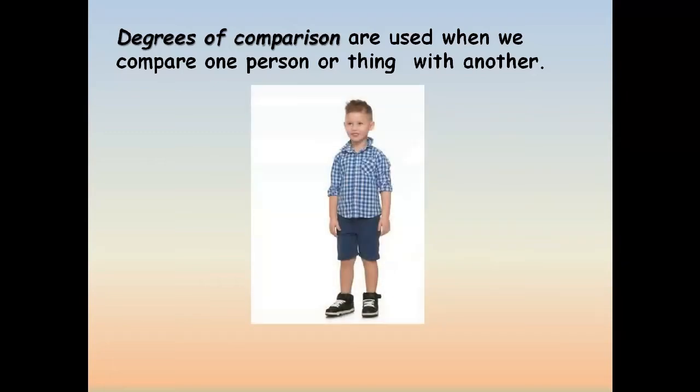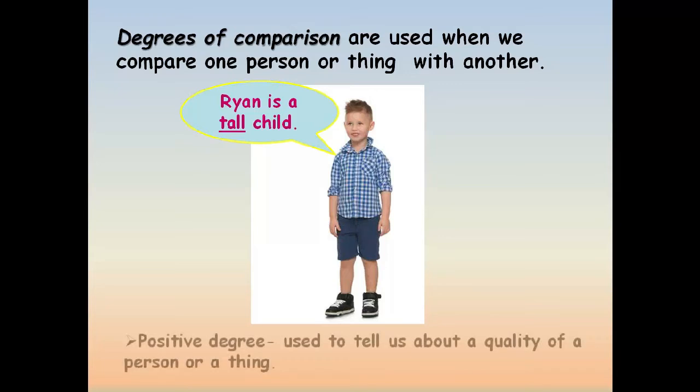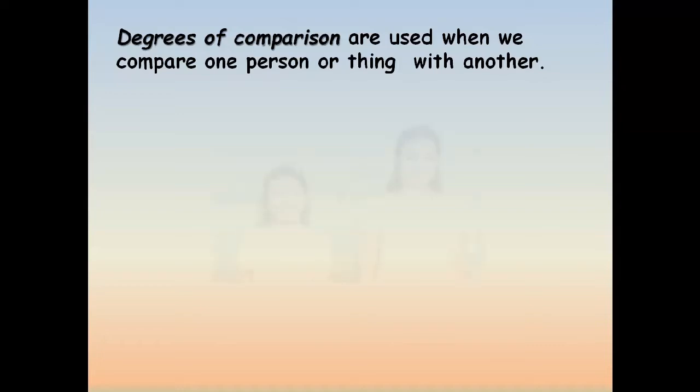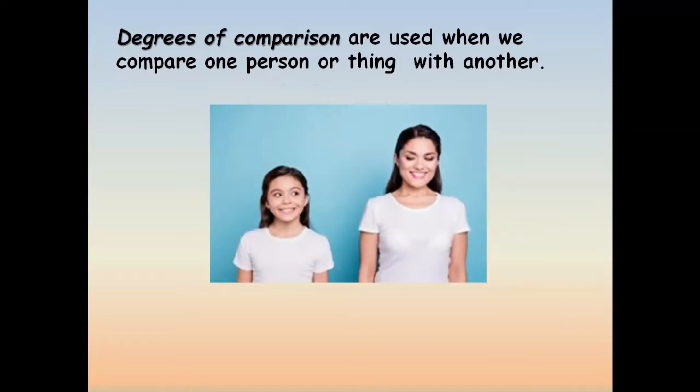So I see a child over here. Ryan is a tall child. Tall is underlined. So tall is the adjective for Ryan. Tall is the positive degree. See, it's written: positive degree is used to tell us about a quality of a person or a thing. So only when we talk about one person or one thing, we use the positive degree. Over here I say Ryan is a tall child. So because we are giving the quality of Ryan that he is tall, tall is used in the positive degree.